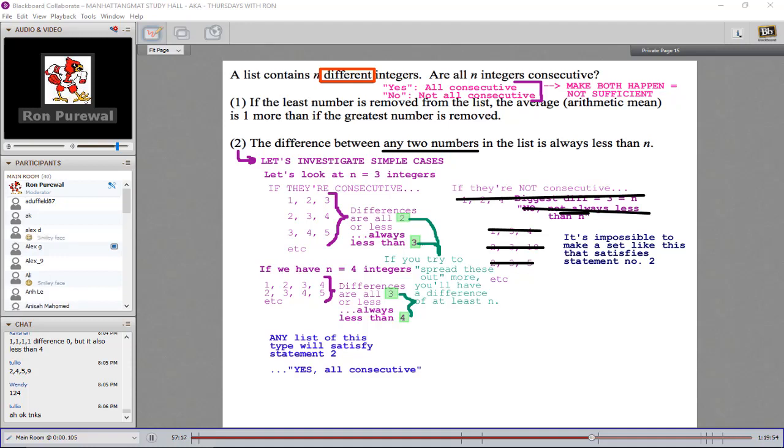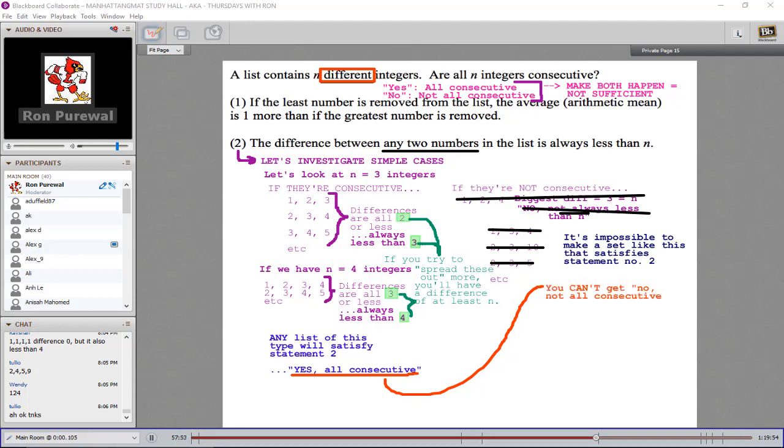So what that means is all the sets that you can make that actually satisfy statement 2 are going to give you this result. You can't get that result. So that means the statement is sufficient, because this is the result that you get every time. Combine it with this observation that you can't get the opposite result. Try, it's not going to work. So statement 2 is sufficient.